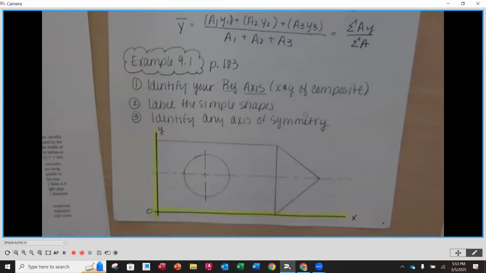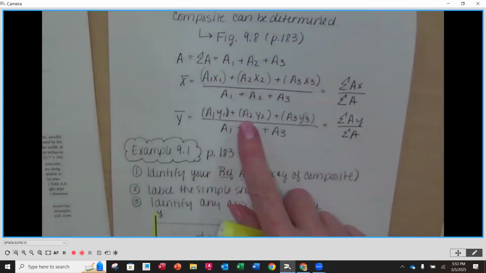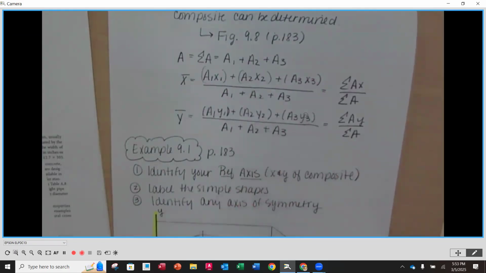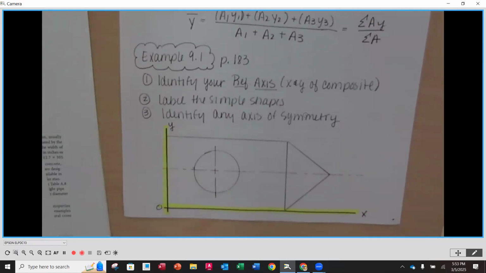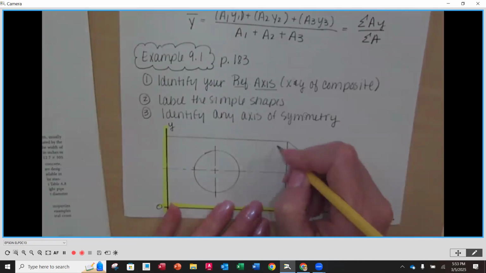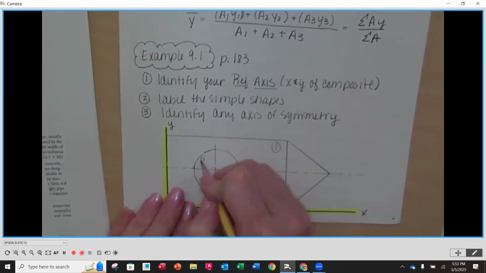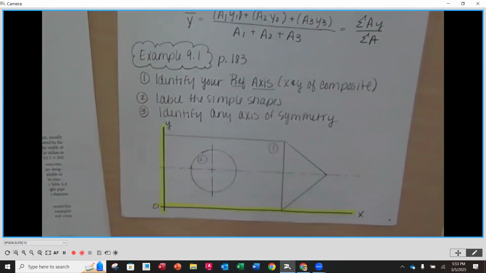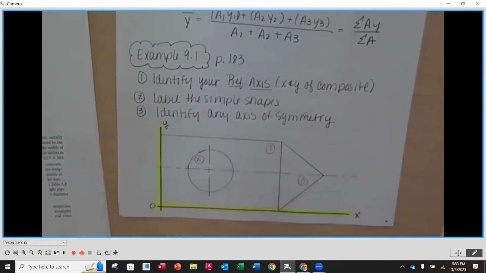This is important because all of our dimensions for the individual shapes are going to come from the reference axis, okay? And that'll make more sense again when we start looking at the individual shapes. Then we want to label or pick our simple shapes. Now, in this case, in our example, they've already identified number 1 is going to be our rectangle. Number 2 is going to be our hole or our circle. And number 3 is going to be the triangle.